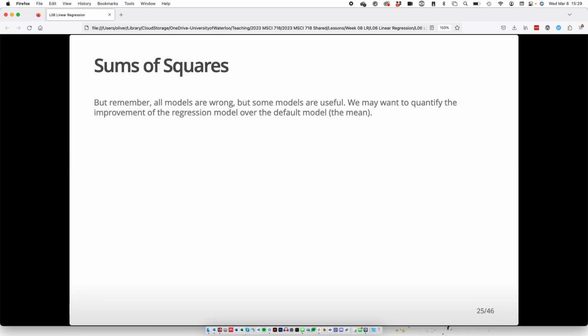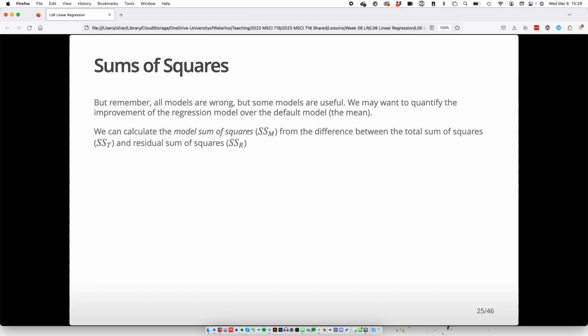So remember, all models are wrong, but some models are useful. You'll hear me say this all the time. You already have. We may want to quantify the improvement of the regression model over the default model, or the mean. So what we can do is calculate the model sums of squares from the difference between the total sum of squares and the residual sum of squares.